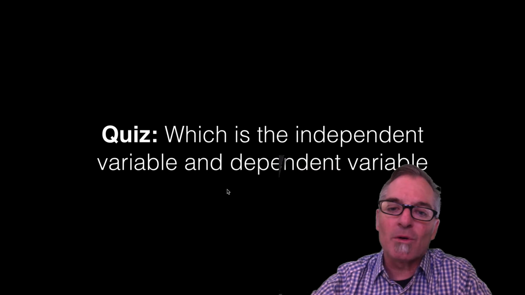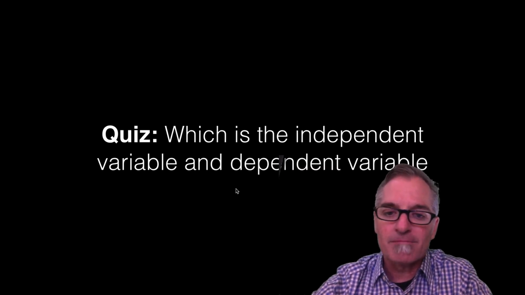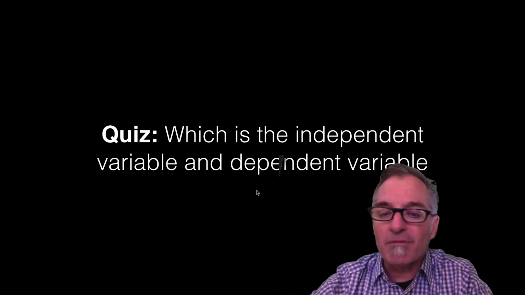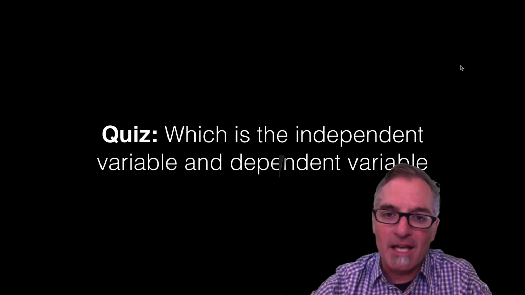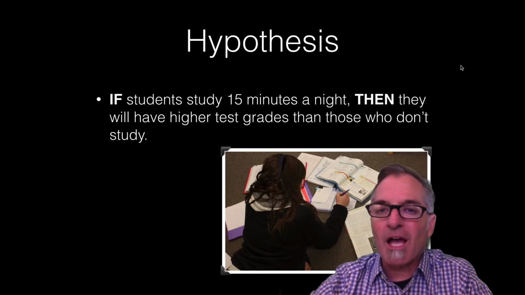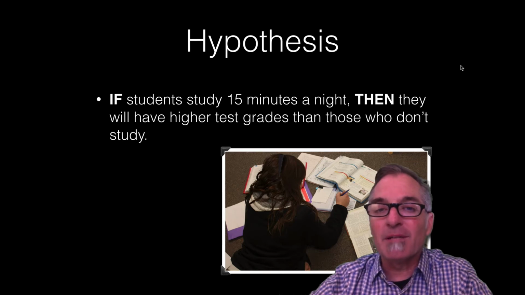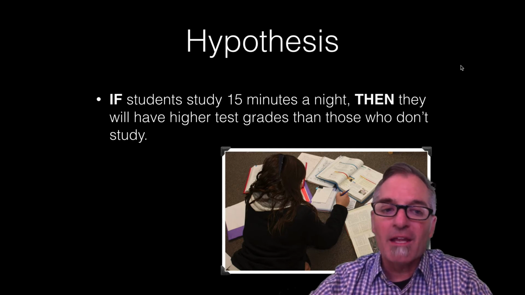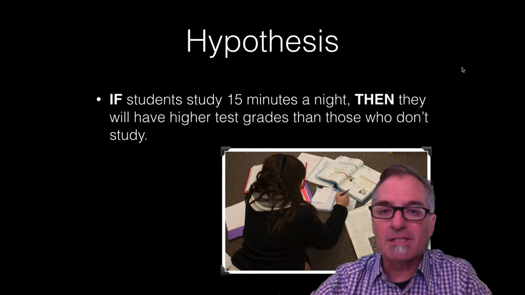So let me give you a little quiz and see how well you do on this. Which is the independent variable and which is the dependent variable in these examples? So here's a hypothesis. If students study 15 minutes a night, then they will have higher test scores than those who don't study.